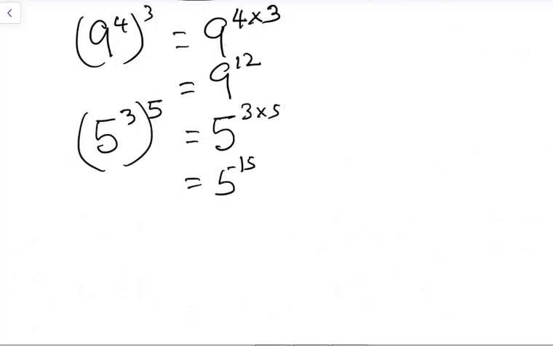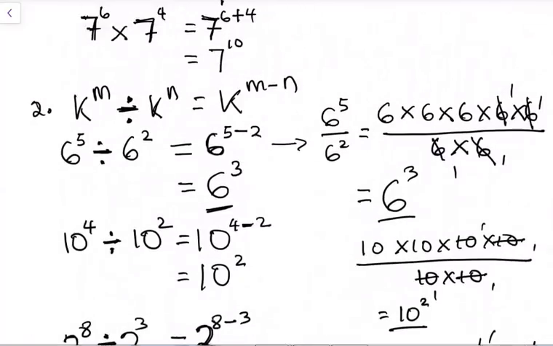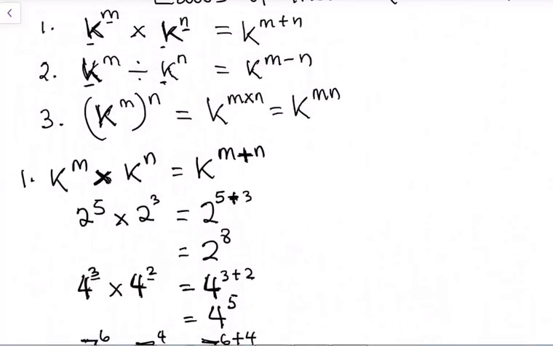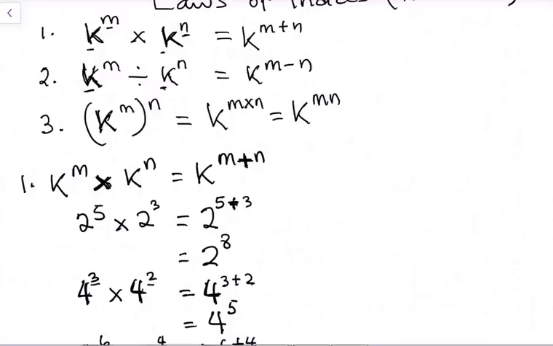So at this point, just in this short period of time, we have learned 3 laws of indices. The first law, when we multiply and we have the same base numbers, we add. When we divide the same base number, we subtract the index number. And when there is a bracket, we multiply.